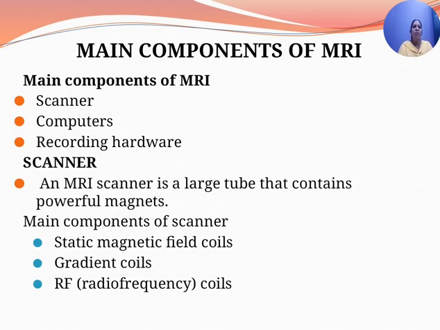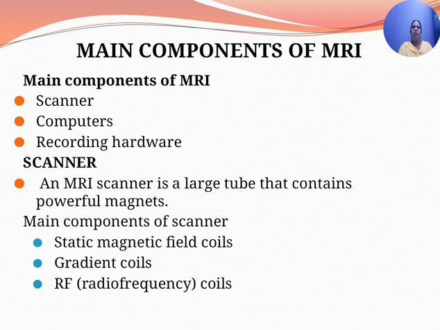Then the main components of an MRI scanner are the scanner, the computer system and the recording hardware. An MRI scanner is a large tube. The first and foremost is your scanner. The scanner is a large tube that contains powerful magnets.